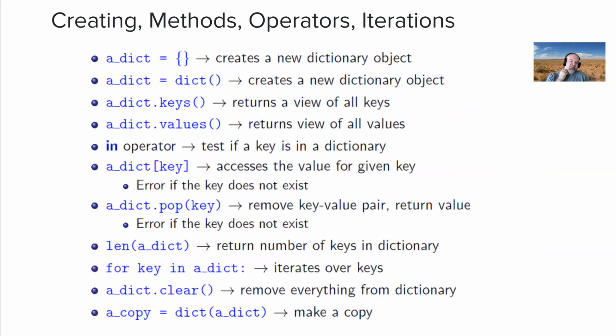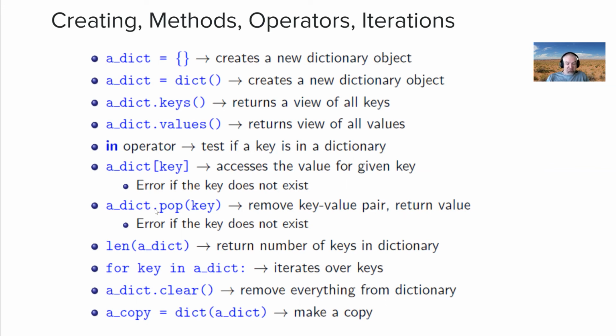All right, so this is a quick recap, a quick overview of all the methods and everything that we talked about for dictionaries so far. Creating a new dictionary with either just the curly brackets or the dict function, accessing the keys and the values of a dictionary, using the in operator to test if a key is in a dictionary, accessing values within a dictionary using the key, popping key value pairs using the pop method.